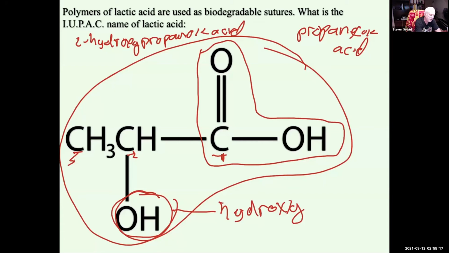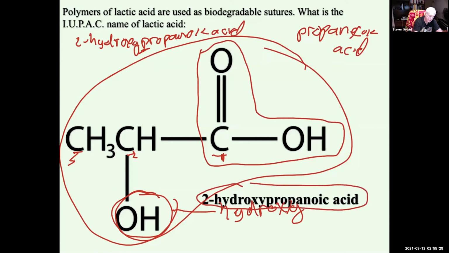So you never put a number here to tell you where the carboxylic acid group is because you know it's in the number 1 position. It's always at the end. It has to be. Okay. So 2-hydroxy propanoic acid. That's lactic acid. That's what causes your muscles to ache and causes you to hurt when you work out.